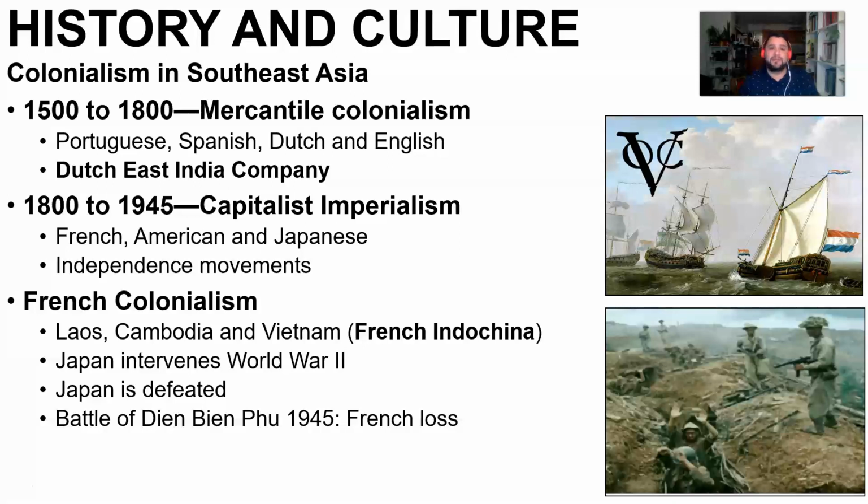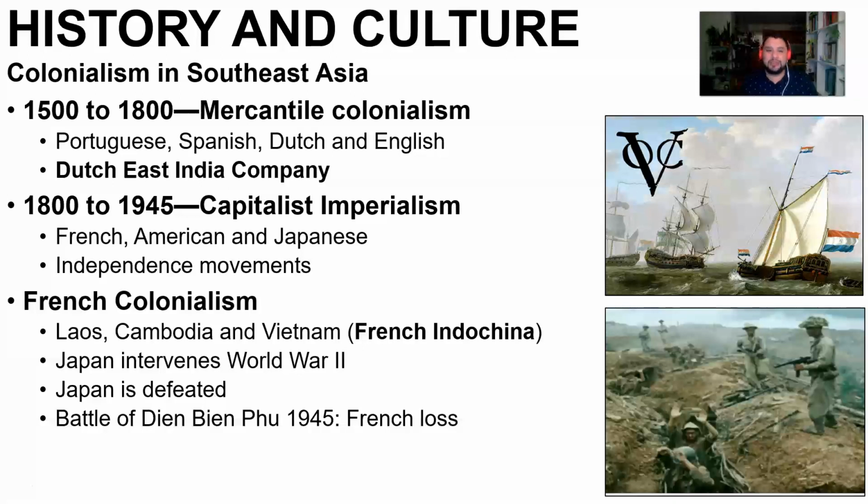Later, we're going to see the period of capitalist imperialism from about 1800 to 1945, where the French, the American, and later the Japanese also occupy the region. Japan expands here, in part leading to World War II. Japan begins to also take over countries in the region, and the Japanese, together with the Americans and the locals, kick out the Japanese from the region after, during World War II, excuse me.